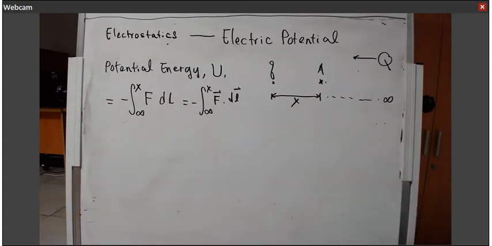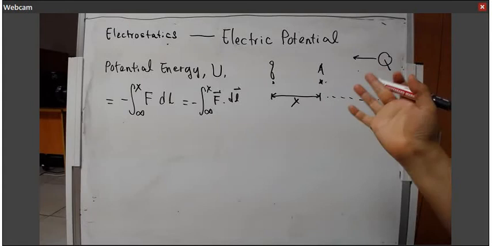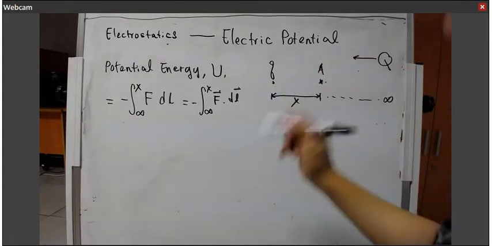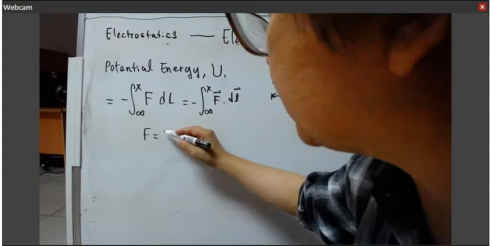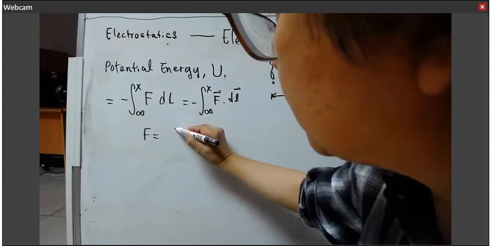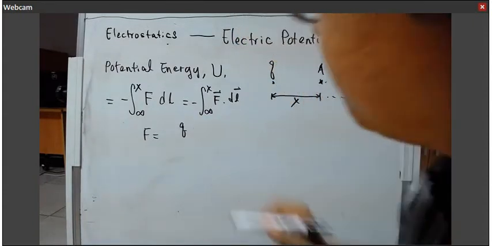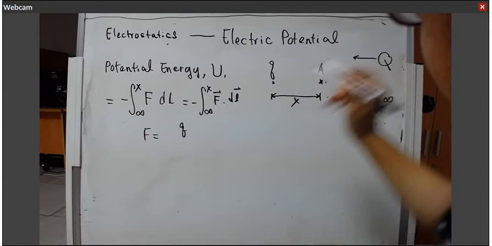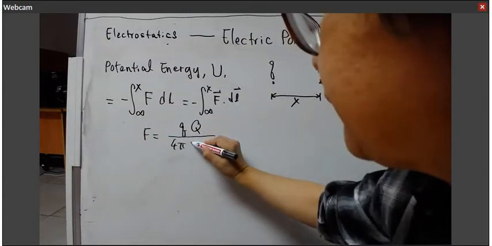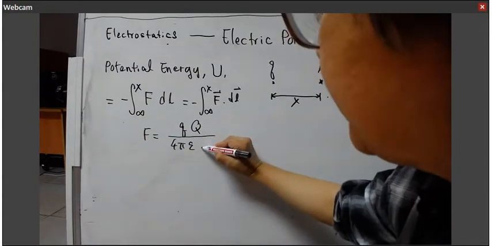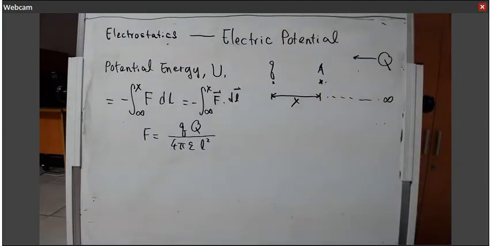Now, what is the force here? The force is just the Coulomb force. We have already learned this. It is small q times big Q, divided by 4 pi epsilon L squared in this scenario.